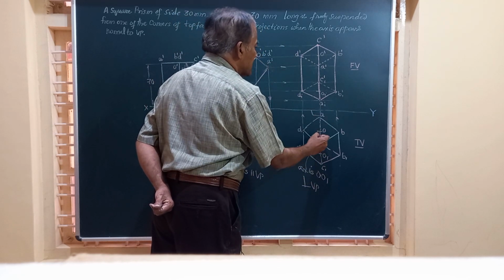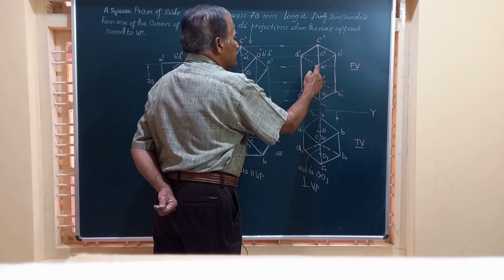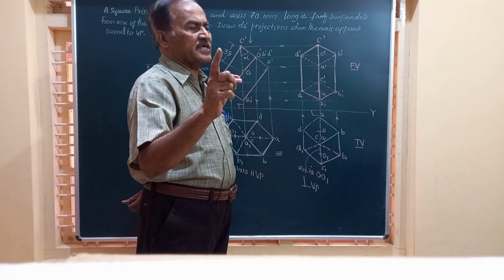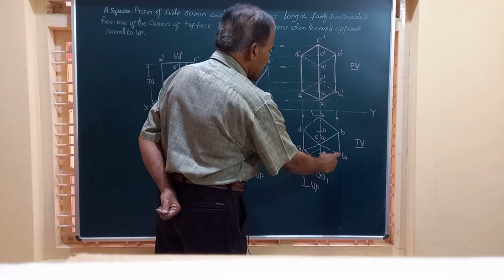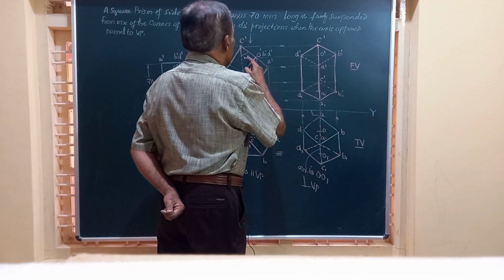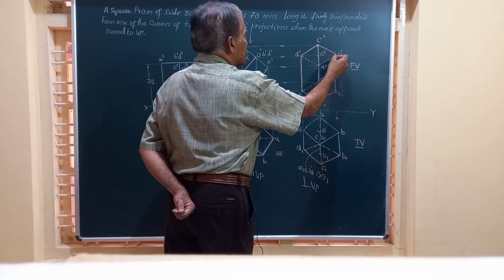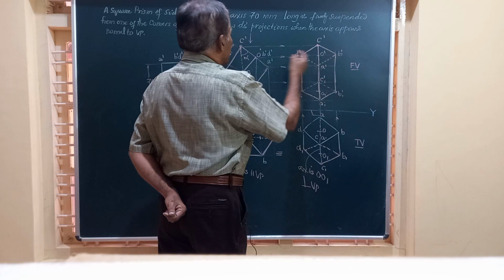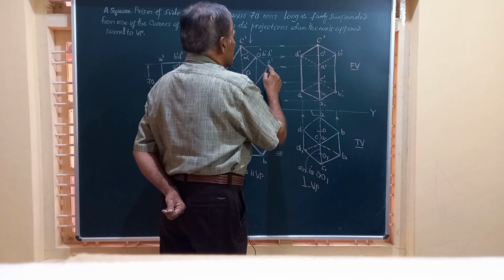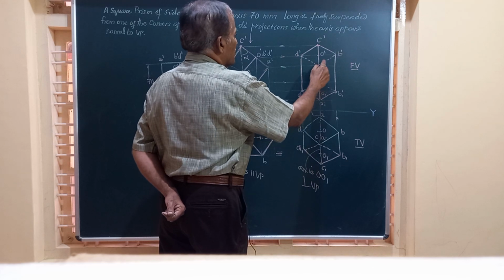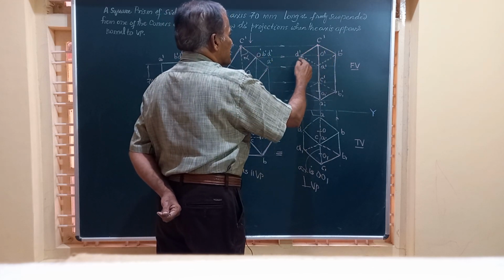I draw a vertical line from A and a horizontal line from A dash. They meet at this point and I mark it as A dash. Similarly, a vertical line from B and a horizontal line from B dash. They meet at this point, B dash. So I got A dash, B dash. Similarly, you get C dash and D dash here. So you got all the 4 corners of the top face: A, B, C, D.